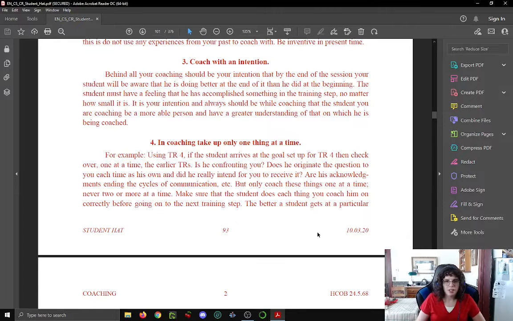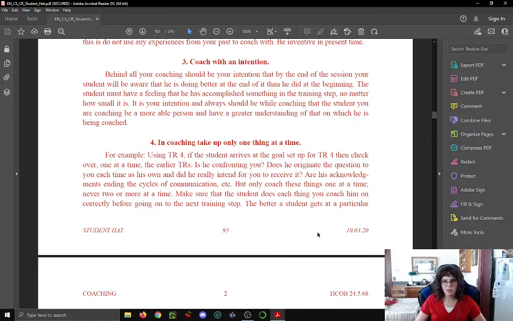4. In coaching, take up only one thing at a time. For example, using TR4, if the student arrives at the goal set up for TR4, then check over one at a time the earlier TRs. Is he confronting you? Does he originate the question to you each time as his own, and did he really intend for you to receive it? Are his acknowledgments ending the cycles of communication, etc.? But only coach these things one at a time, never two or more at a time.